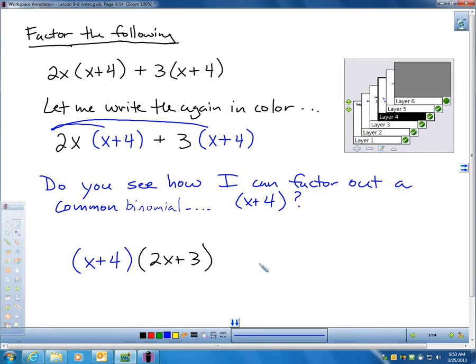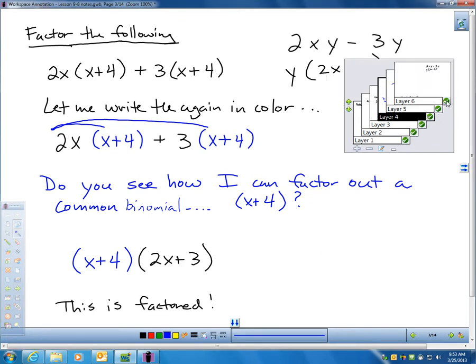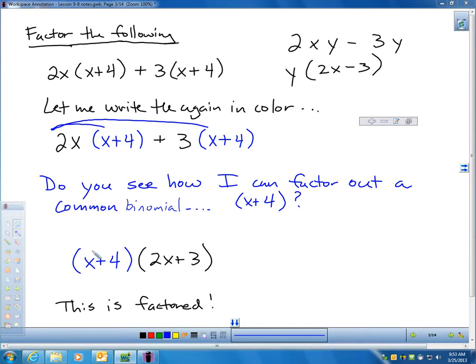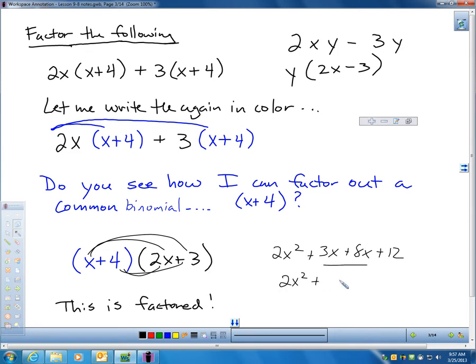Now, if I double distribute, this will work out exactly to what I had in the first place. Maybe I should do that real quick. Let's just double distribute so that we get the same response. 2x squared plus 3x plus 8x plus 12. I'm getting 2x squared plus 11x plus 12. Now, you might be looking and saying, well, Mr. Lemansky, that's not what it is up here.